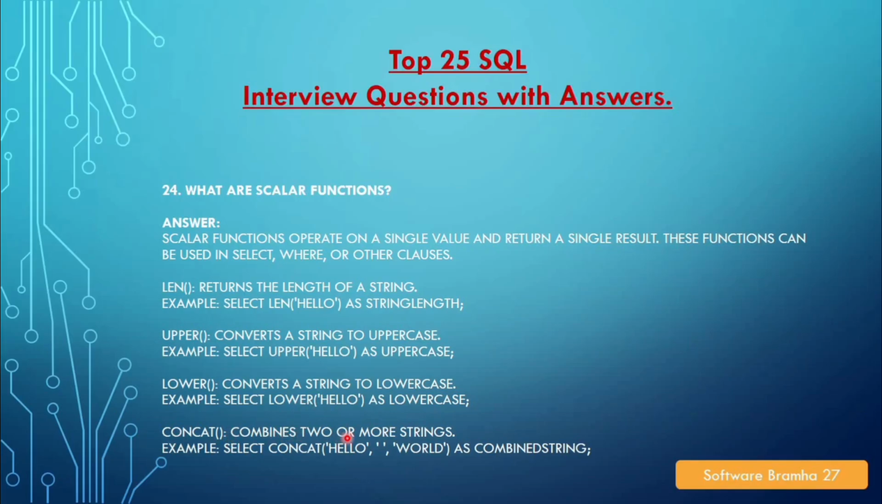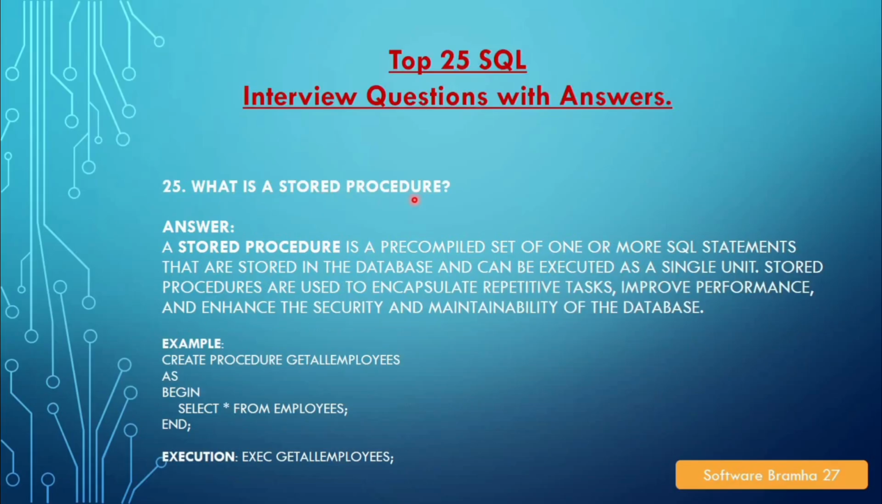Concat combines two or more strings. Example, select concat of hello string and world string as combined string. Here the two strings hello and world will be combined by using concat function. Concat is nothing but concatenation of the two strings. The result will be hello world. Next question. What is a stored procedure?